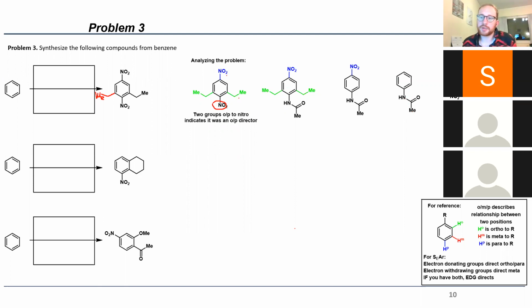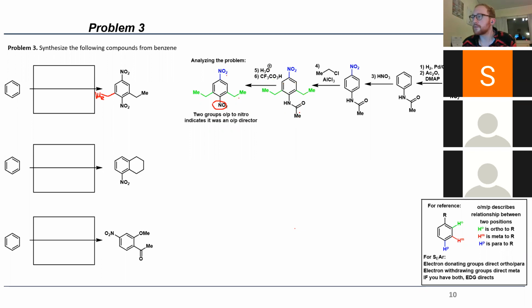And the nitro group we can get from just nitrating benzene. And so in order to make this amide, we can hydrogenate our nitro group and then protect it as the amide using acetic anhydride and DMAP. Then we can nitrate the para position. Then Friedel-Crafts alkylation reaction on the two ortho positions can install our two ethyl groups. And finally, acidic cleavage of the amide.